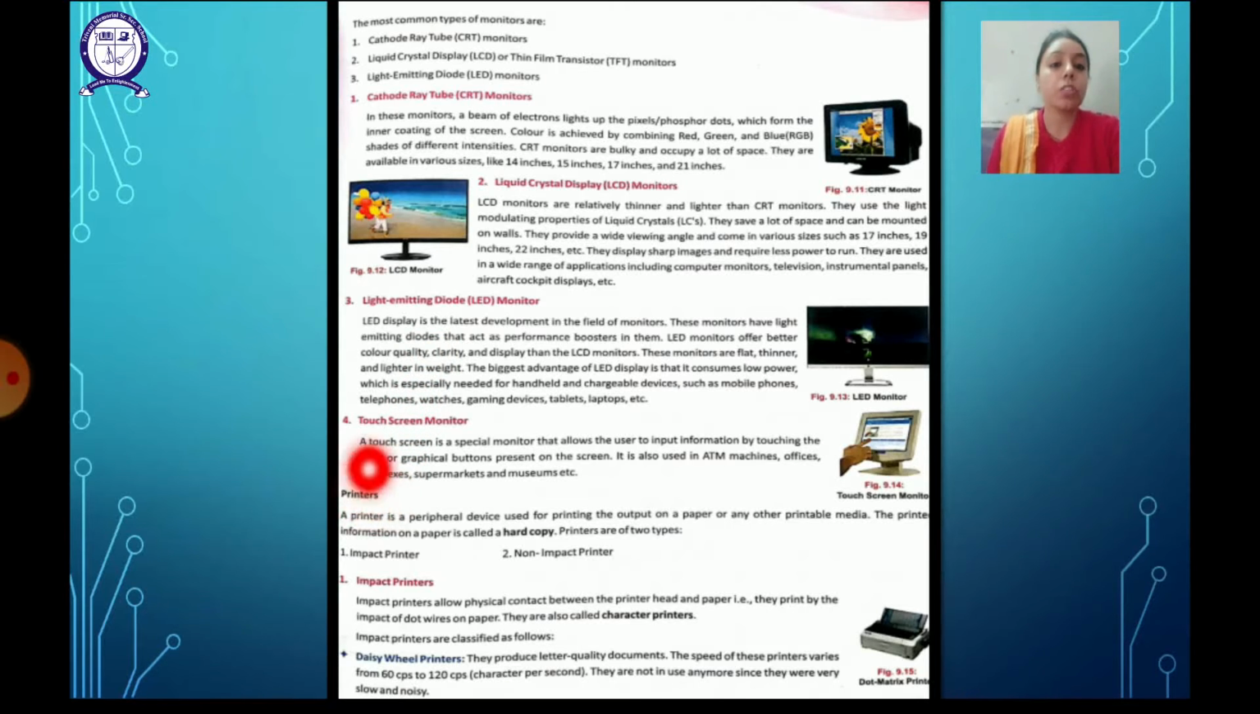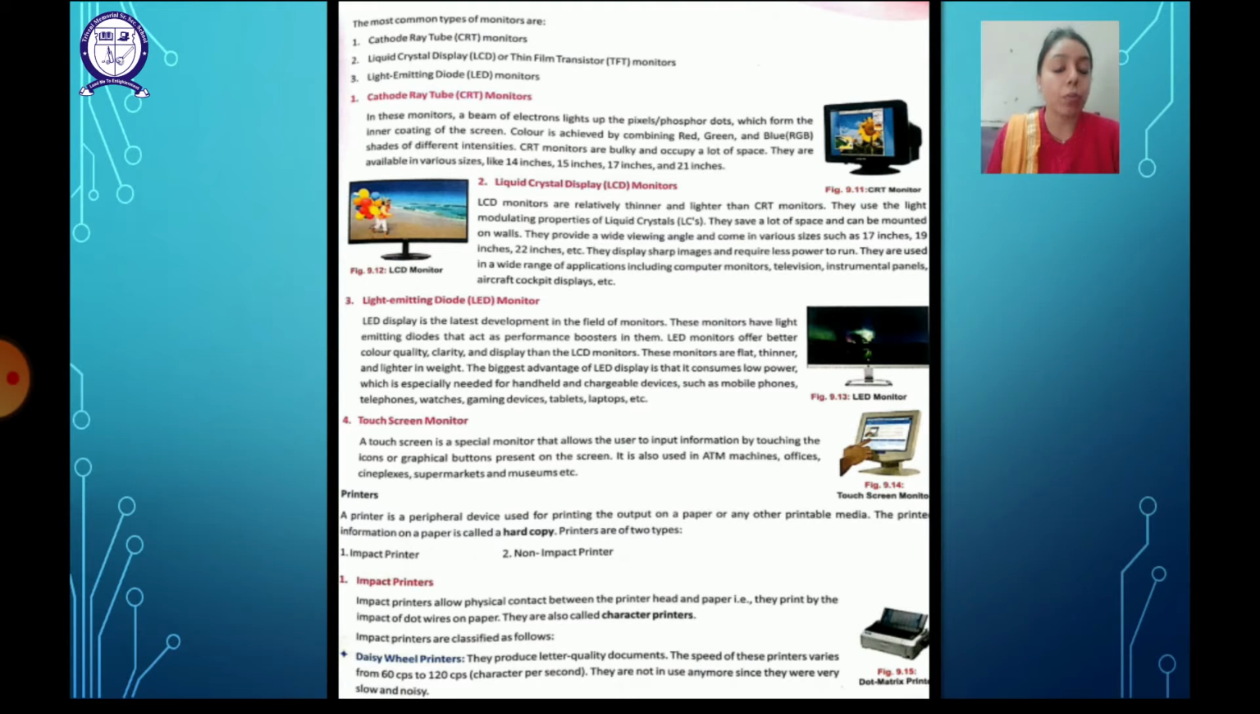Okay, so the next output device is a printer. First we have learned about the monitor, now it is printer. So printer is a peripheral device which is used to give the output on the paper. If you want the printout of any page which is in your monitor, then you can just use a printer. So the information which is printed on a paper, that is known as hard copy.